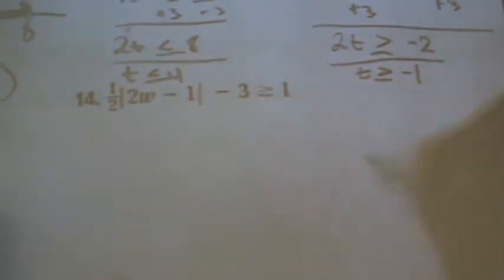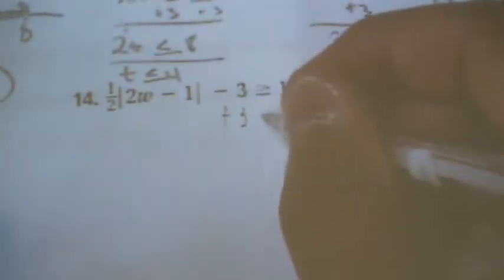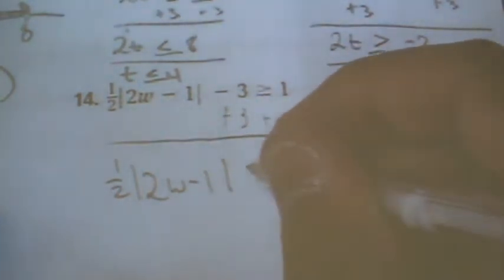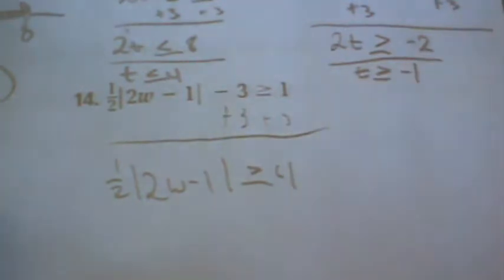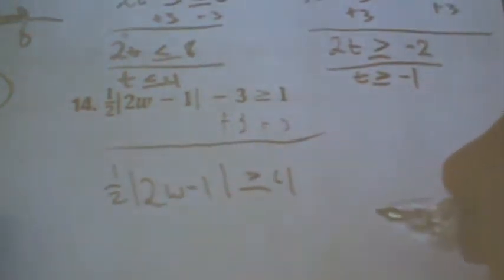So what's different about this one? Besides the fact that the absolute value might be different, you have a fraction in front of the 3. So before I do that, I'm gonna add 3 to the other side, just to bring it over. Plus 3. So what are you gonna do with that? Multiply by 2. Right, because you're dividing by a fraction.